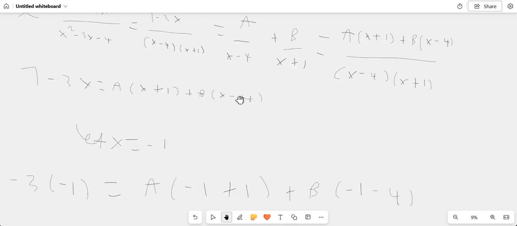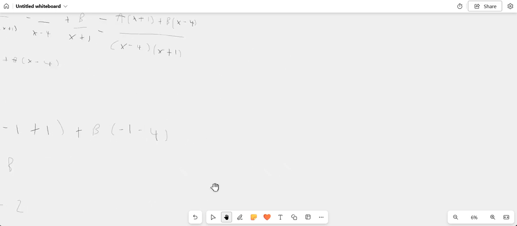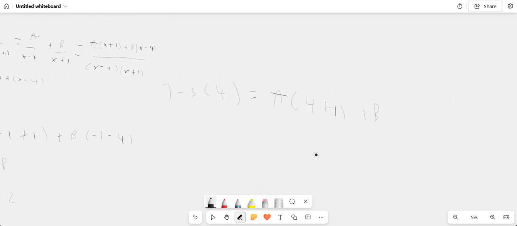And then the opposite of the other bracket is making x equal to 4. So 7 minus 3, put 4 into the left-hand side. So again, just substitute for x here as 4, and then b in the open bracket, 4 minus 4. So here you're going to get minus 5. On the right-hand side, you're going to get 5. 4 plus 1 is 5. 5 times a is 5a. And obviously 4 minus 4 is going to cancel, so that's 0b. So therefore a is equal to minus 1.